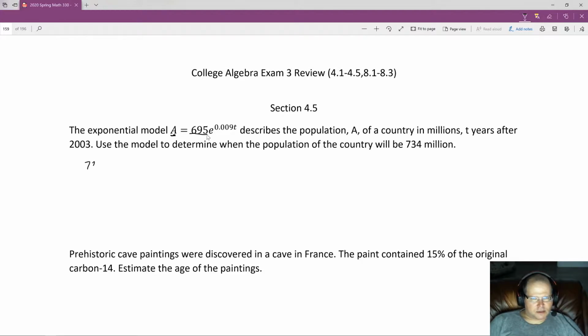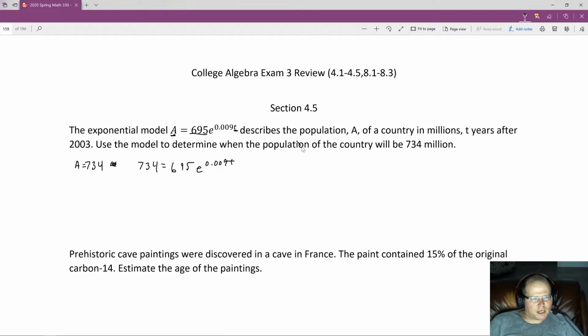So A is equal to 734 million, so A is equal to that. We are solving for t, so t is the unknown. Let's plug it in. 734 equals 695 e to the 0.009 t power.